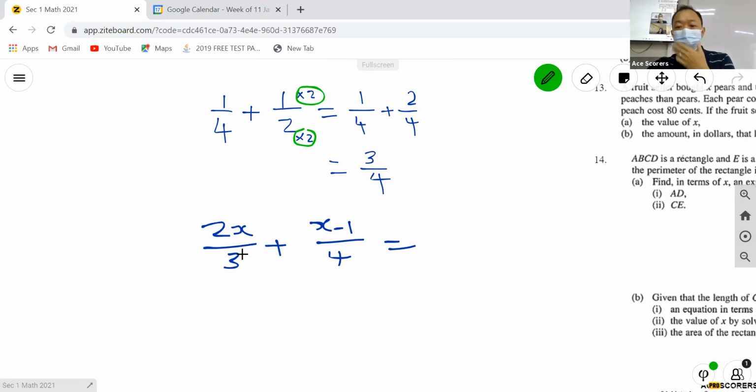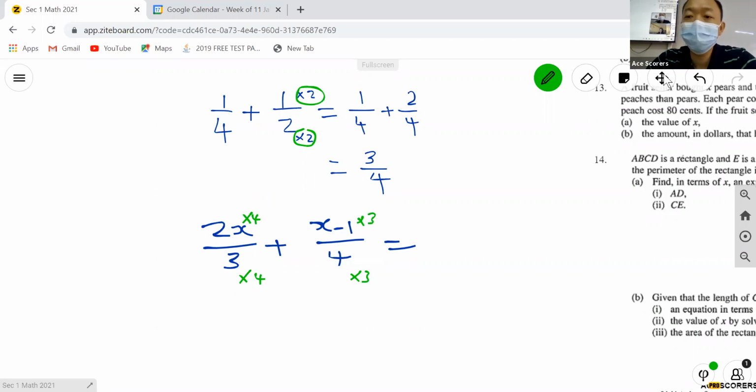So what is the common denominator between 3 and 4? Common multiple, 12. So here we must times 4, here also times 4. And then how about here? 3. Times 3. Here also times 3.